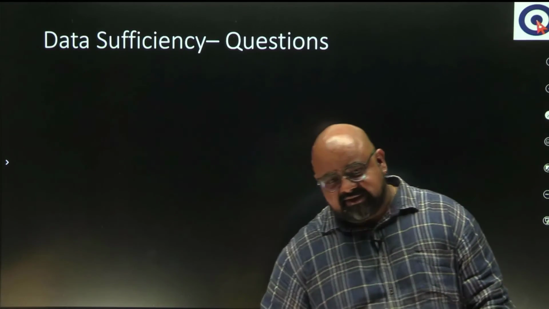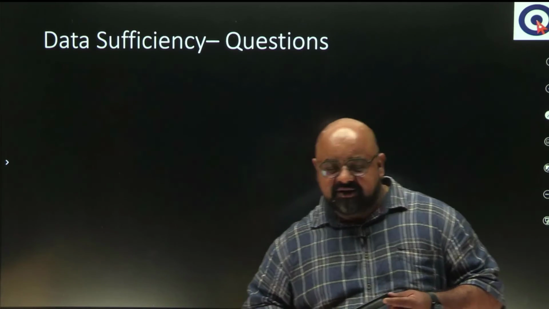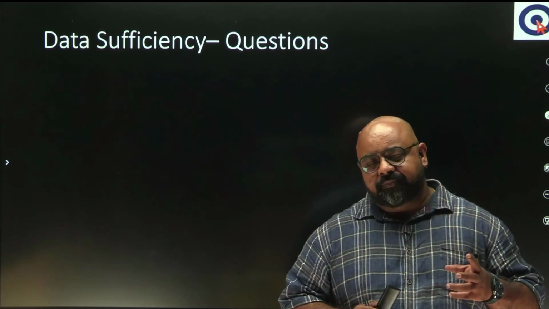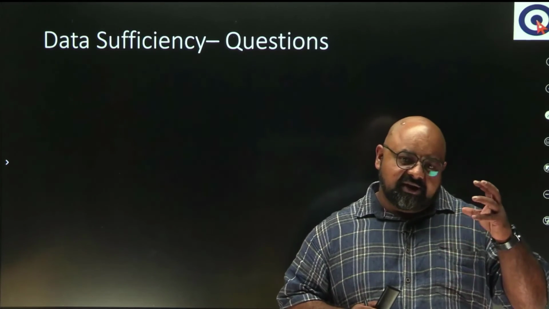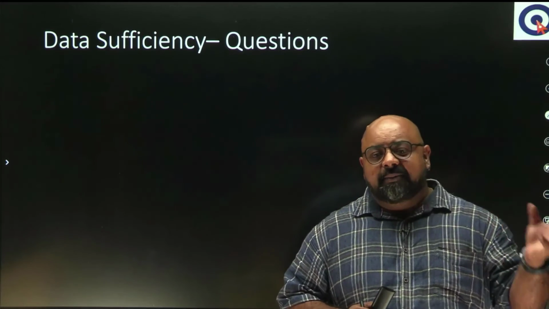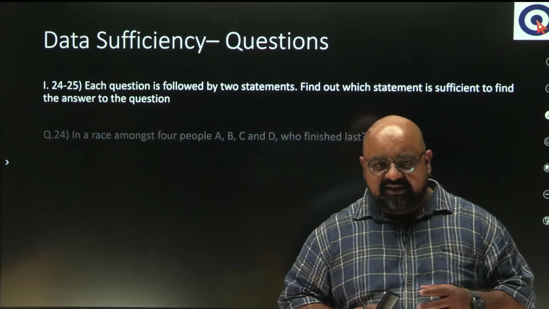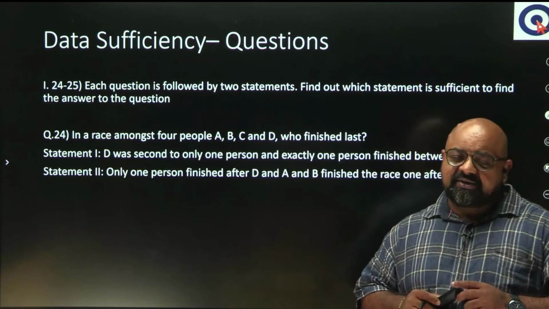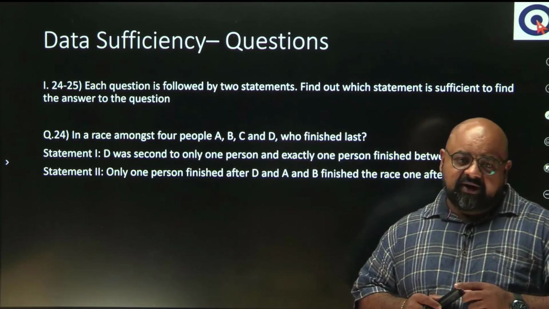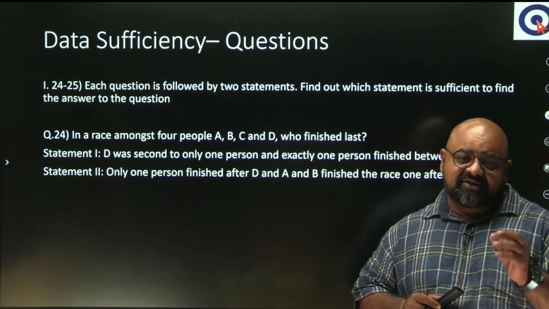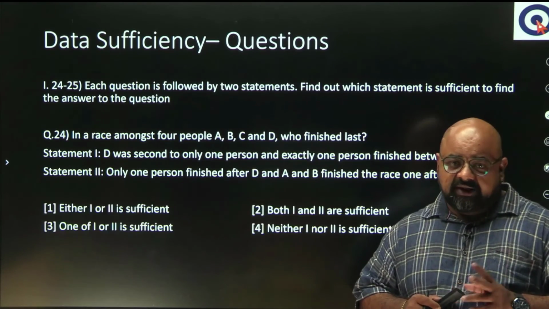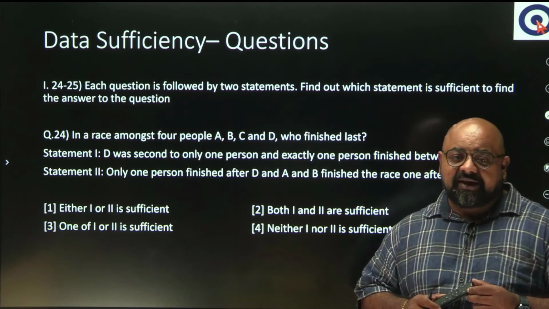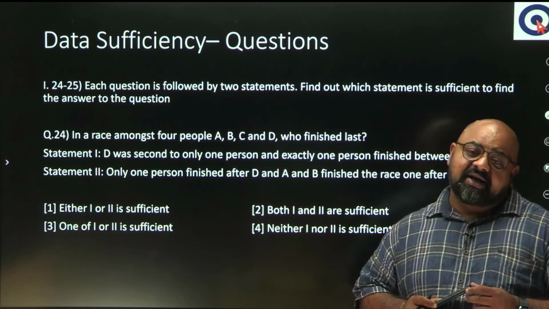Then the next type of question is data sufficiency. Data sufficiency is just a type of question; the concepts used can be from any topic. What it essentially asks is, there will be a question and there will be statements given to you. You have to find out which statements are sufficient to answer the question, and therefore you look at options like this. So the question is, in a race amongst 4 people A, B, C and D, who finished last?